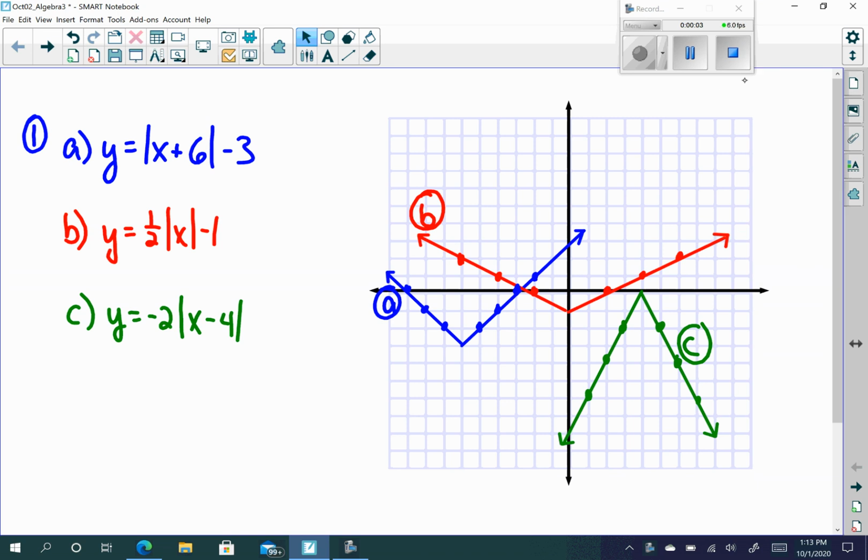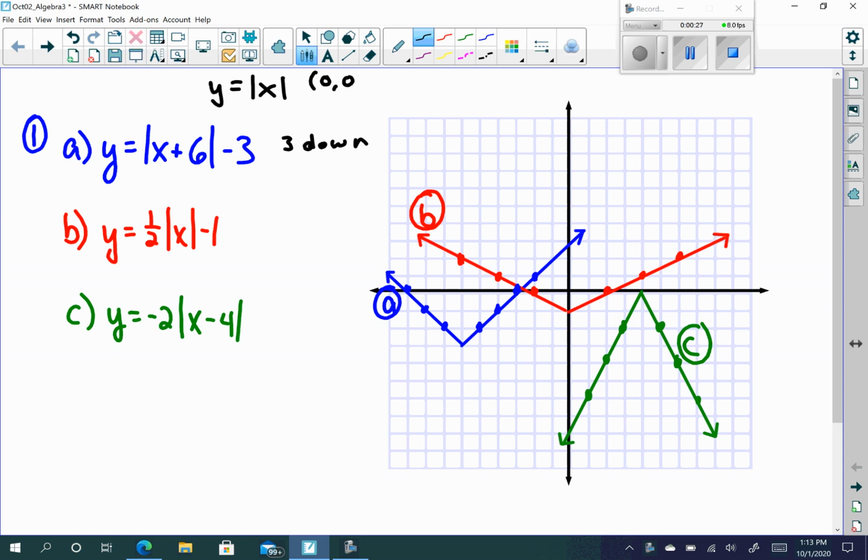Here are the graphs of the 3 problems that I had at the end of yesterday's lesson. So I just want to talk about each one. For graph A, we are going off of the parent graph of y equals absolute value of x. So A is going to have a shift of 3 units down from the original graph here. And again, the vertex of the original graph is just going to be the origin.